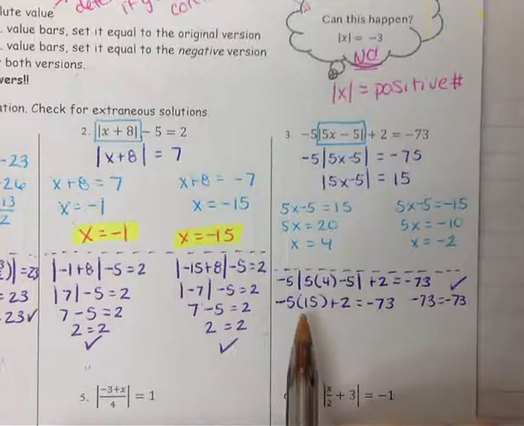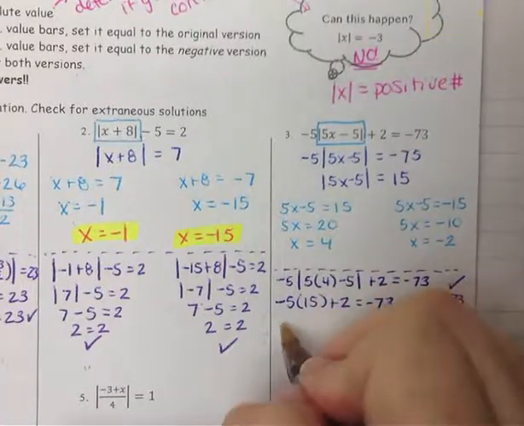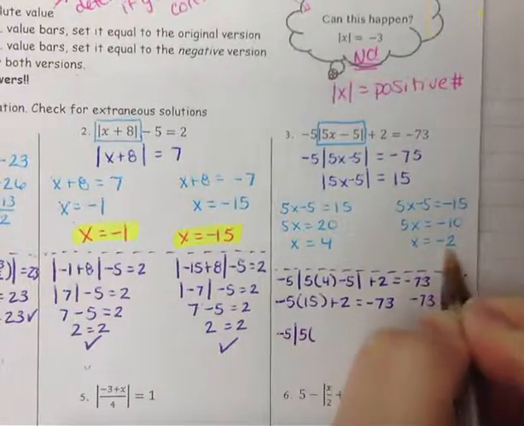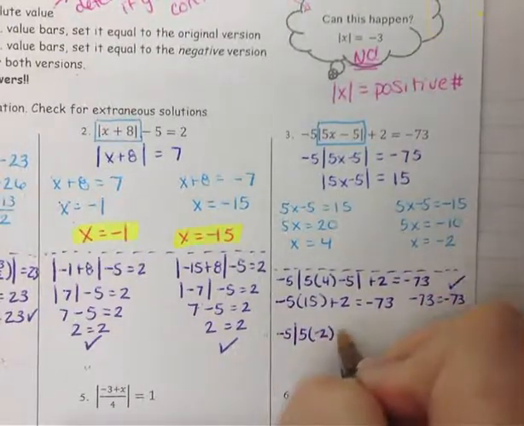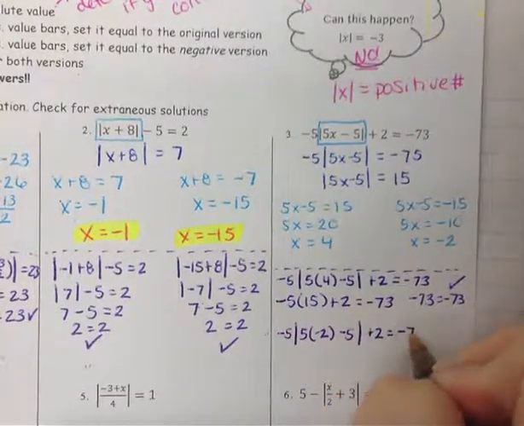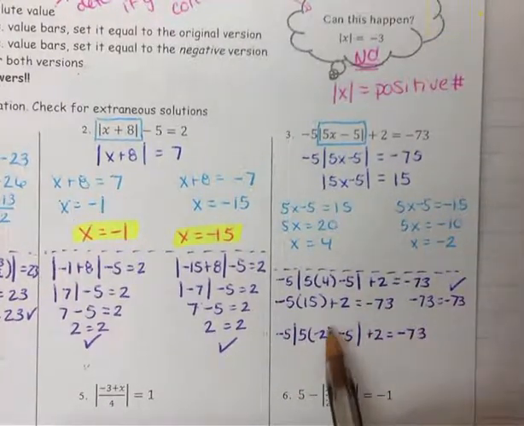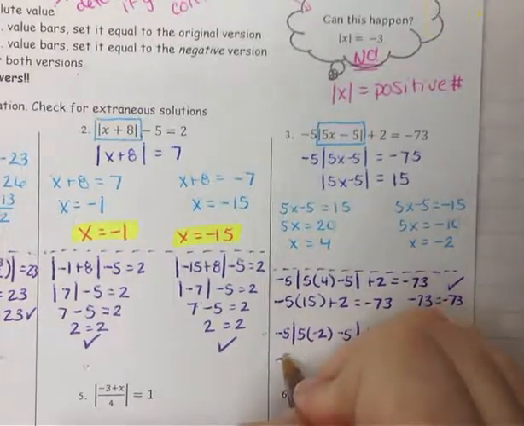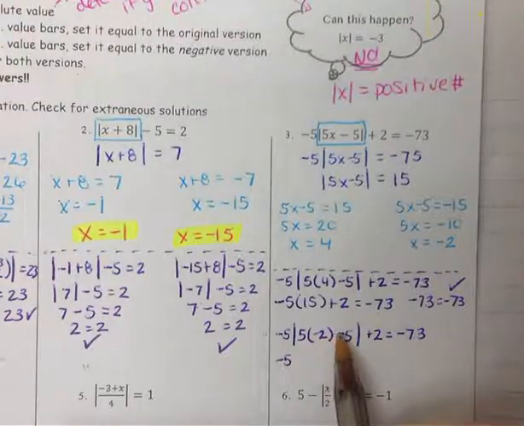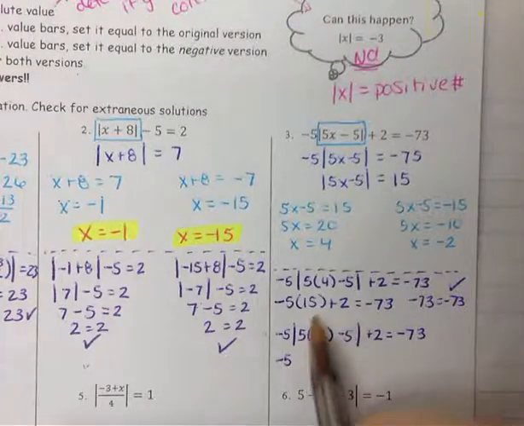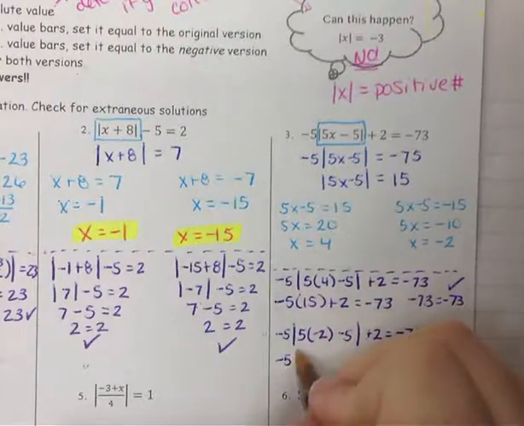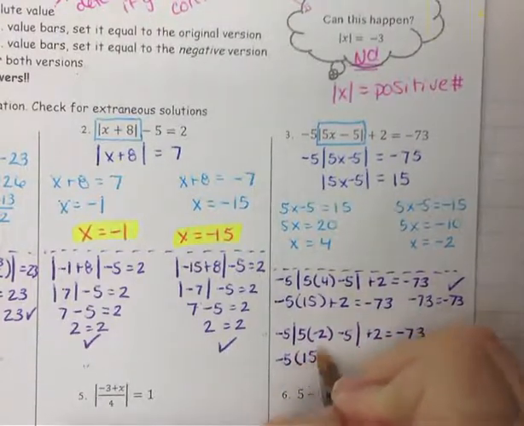X equals 4 works. We're going to do the same thing with the negative 2. So negative 5, absolute value of 5 times negative 2 minus 5, absolute value, plus 2 is hopefully equal to negative 73. So again, we're going to look at this. This is negative 5. 5 times negative 2 is negative 10. Minus 5 is negative 15. So this is negative 15 inside the absolute value. The absolute value of negative 15 is a positive 15. So we're just multiplying by positive 15 again.